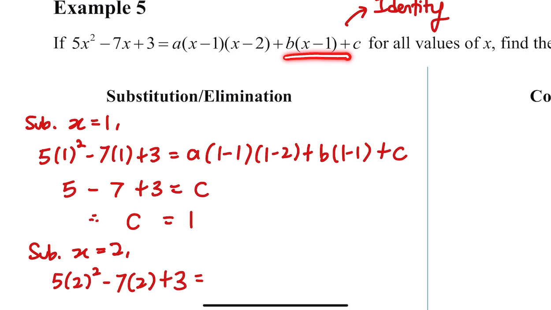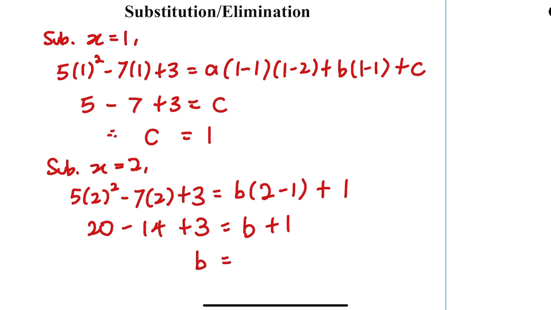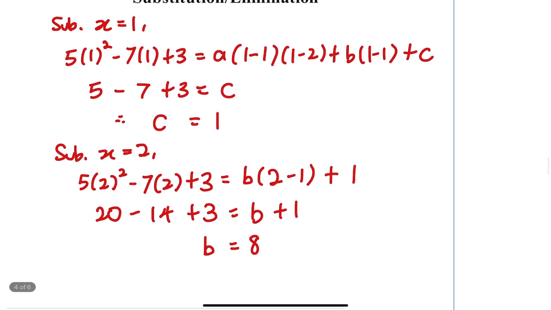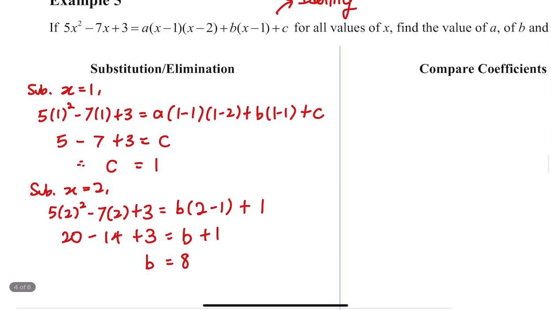I'm left with b times (2 minus 1) plus c, which is 1. Therefore, I do it step by step and evaluate 5 times 2 squared, which is 20, minus 14 plus 3 equals b plus 1. So if you evaluate it out step by step, b will be equal to 6 plus 3, 9, minus 1, 8. Okay. And now that I found b and c, for the last one, you can just sub in any x number to find out your a value.